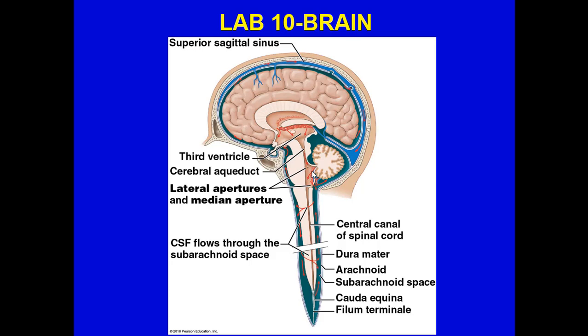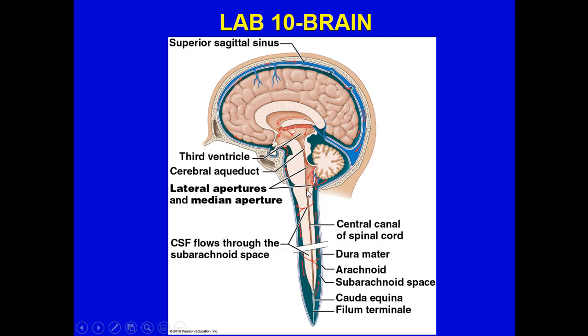So we can't have the fluid just being made forever. It has to be reabsorbed into the blood. That's where we have these little arachnoid granulations. They're usually up in here, and basically it's like a one-way valve. CSF goes into the blood, nothing comes out, no backflow.